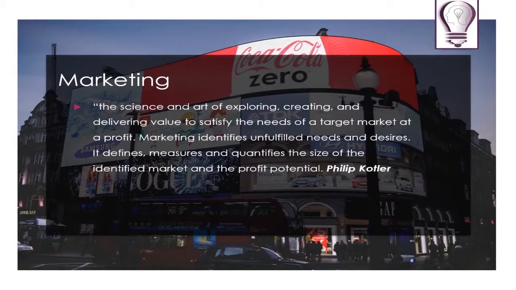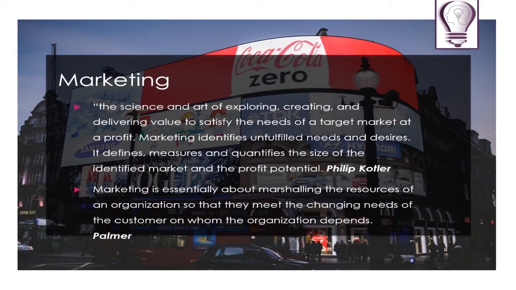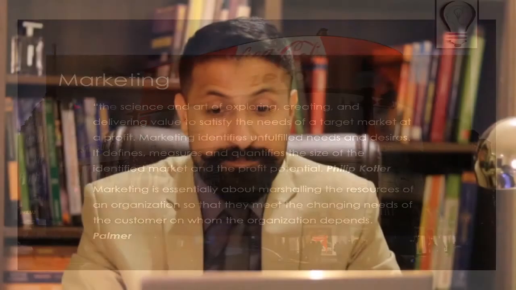Moving on. Okay, now the last definition is marketing is essentially about marshalling the resources of an organization so that they can meet the changing needs of the customer on whom the organization depends.